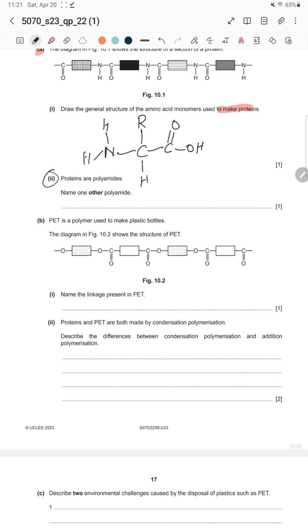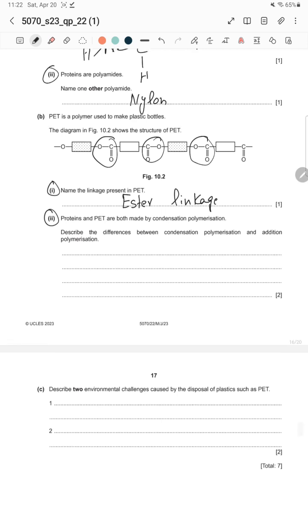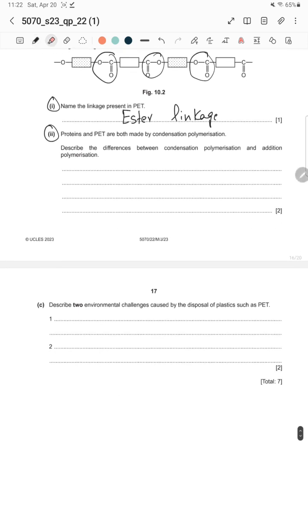Proteins are polyamide. Name one other polyamide. So in our syllabus, nylon is the polyamide we have studied. Now OC double bond O, this is the repeating unit. This is called ester linkage. So the name of the linkage is ester linkage here. Now the second part: protein and PET are both made by condensation polymerization. Describe the differences between condensation polymerization and addition polymerization.